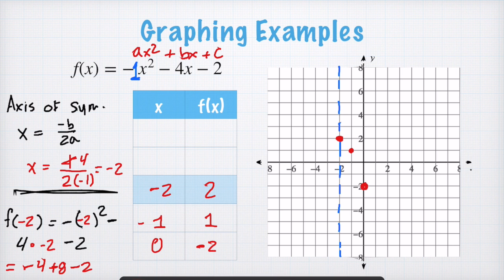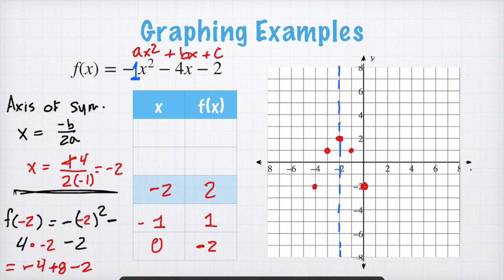Now, remember, we can flip it. So these points all have matching points on the other side. This one here, which is 1 away from our vertex in the x direction, is going to be 1 away from our vertex here. It's going to be right there. And then this one over here, which is 2 away from our axis of symmetry, is going to be 2 away from our axis of symmetry on this other side.